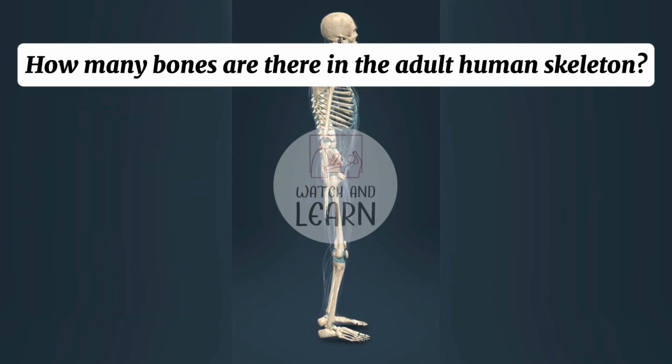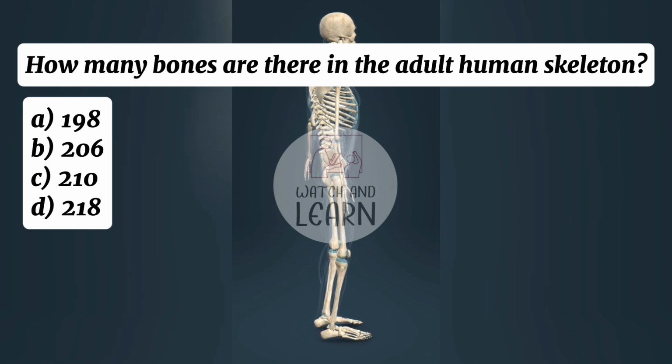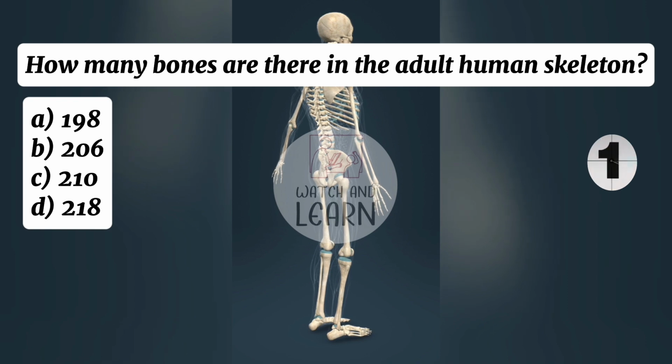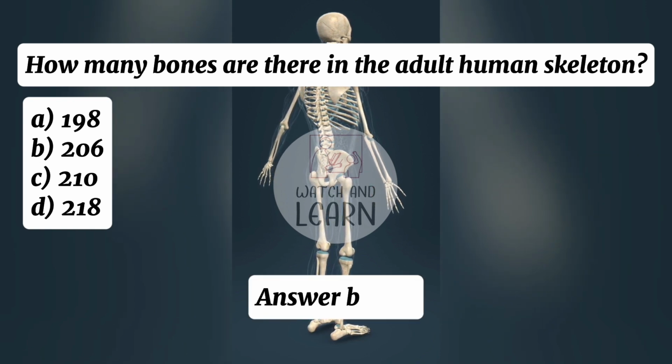How many bones are there in the adult human skeleton? These are the options. And the right answer is answer B, 206.